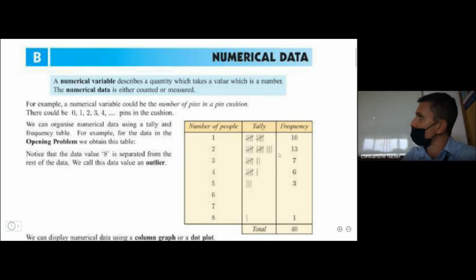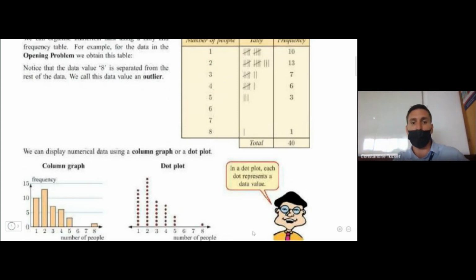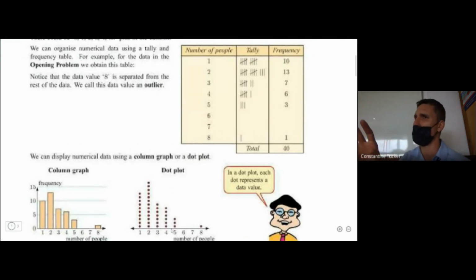We saw this yesterday. We saw how we create a tally and how we convert the tally into frequency. So we saw this. Now, this would be a frequency table. Now, we want to show how we present this data to someone. Well, we can easily do that using a column graph or a dot plot. So I would say dot plot in real life, we don't tend to use too much. Dot plot is something to help us understand this topic a bit better.